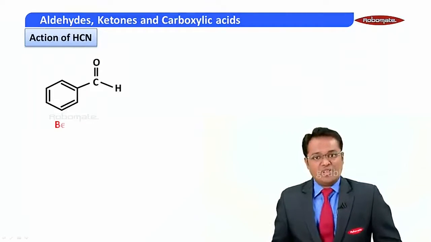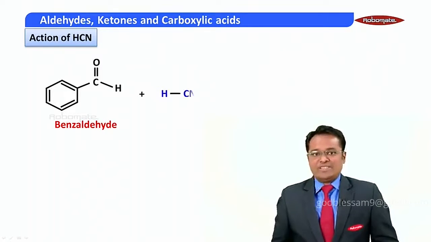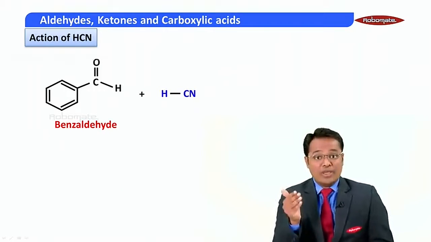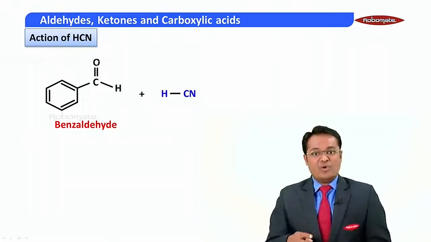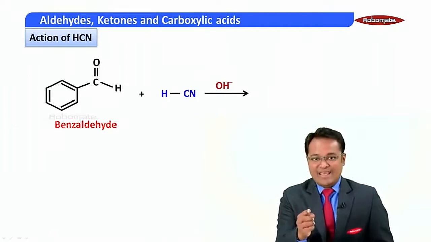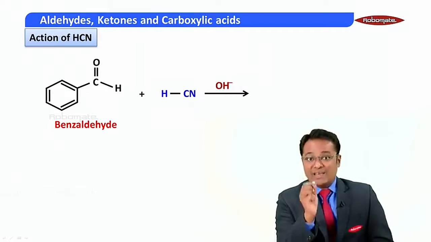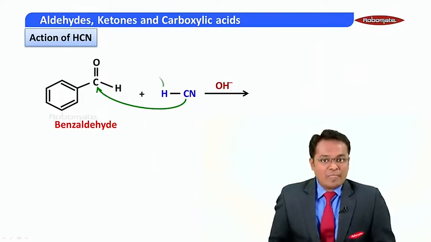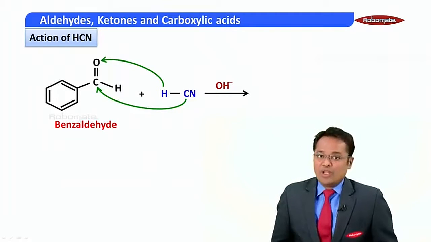So I have got a benzaldehyde on the screen. Now it has to be treated with HCN, and we already know that this reaction has to be done in the presence of OH minus ion. Students, do you remember that? Yes. What will happen? Your cyanide, which is the nucleophilic part, will get attached to the carbonyl carbon, and your hydrogen will get attached to the carbonyl oxygen.